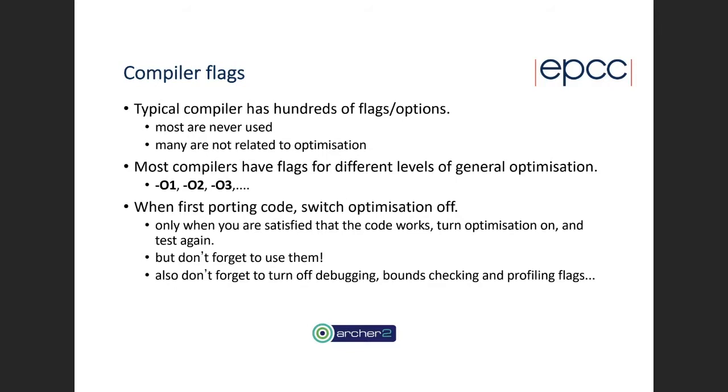So some basics about compiler flags. A typical compiler has hundreds of flags and options, most of which you'll never use and most of which are not related to optimization. But most compilers have flags for different levels of general optimization. Typical series of -O1, -O2, -O3, etc.